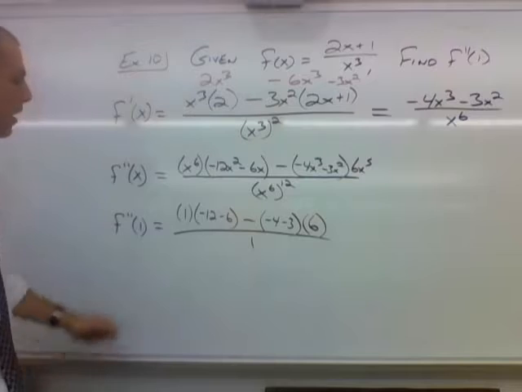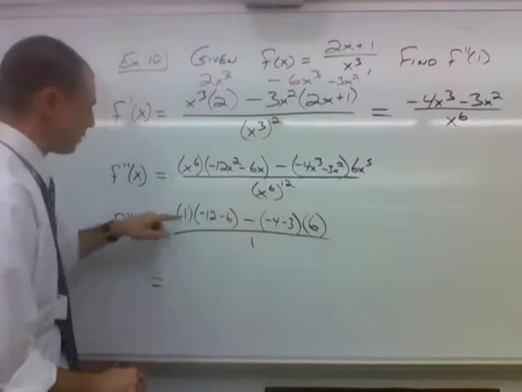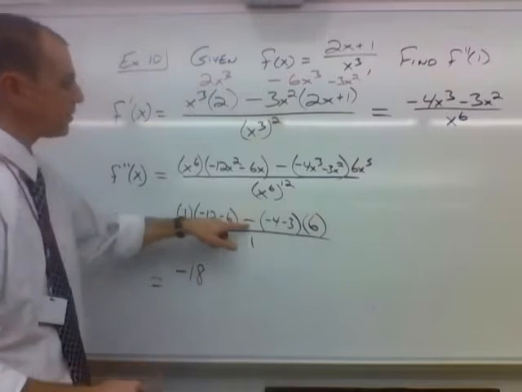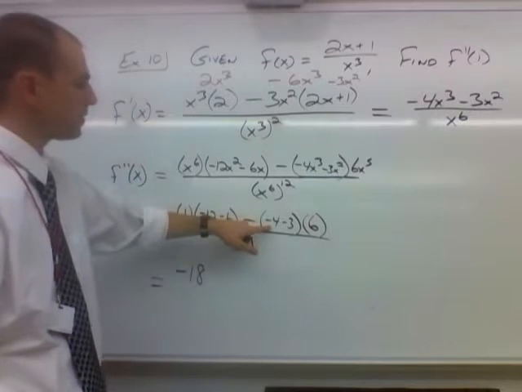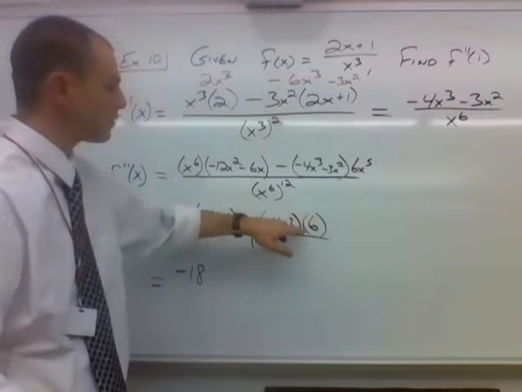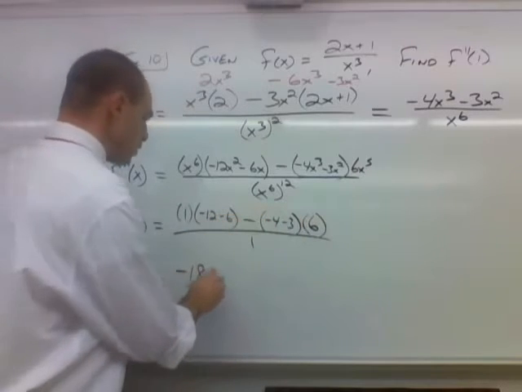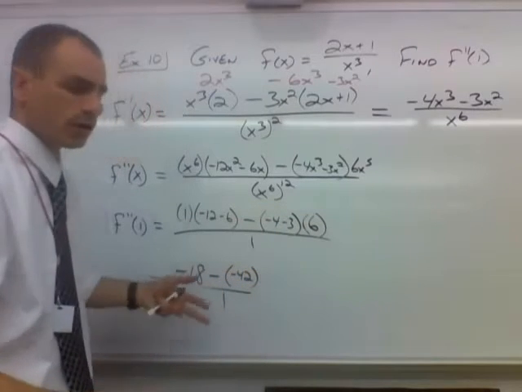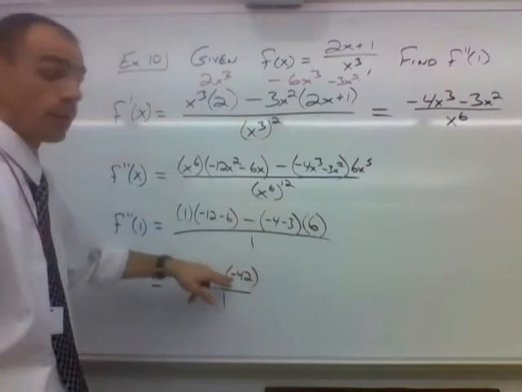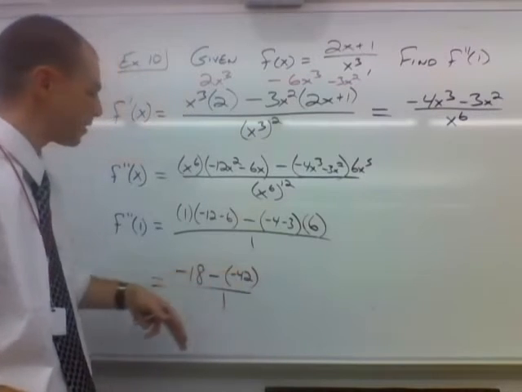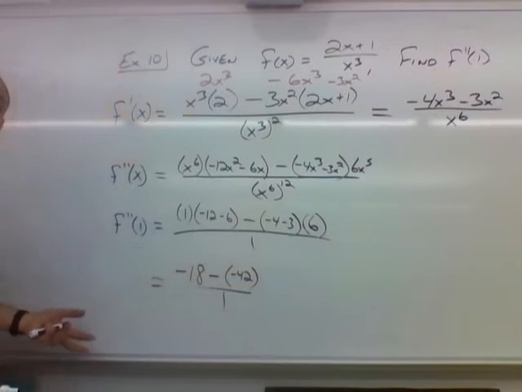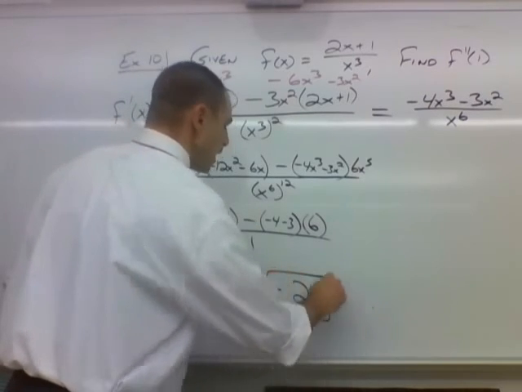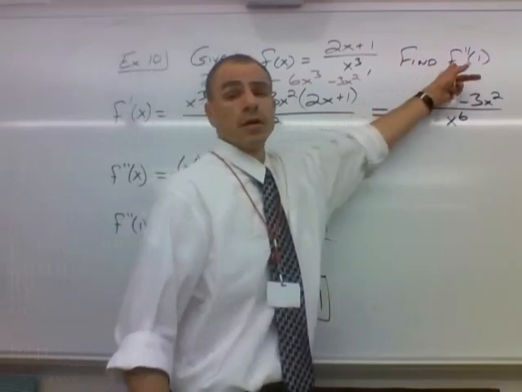Right? So our answer, what we're looking for here, seems to be negative 12 take away 6, which is negative 18, minus, and then we have negative 7 times 6. Negative 7 times 6 is negative 42. So we are subtracting negative 42. And again, that's all over 1, but we don't need to write that. Negative 18, double negative here, plus 42. So that's the same thing as 42 minus 18, or 24. So that would be f double prime of 1.